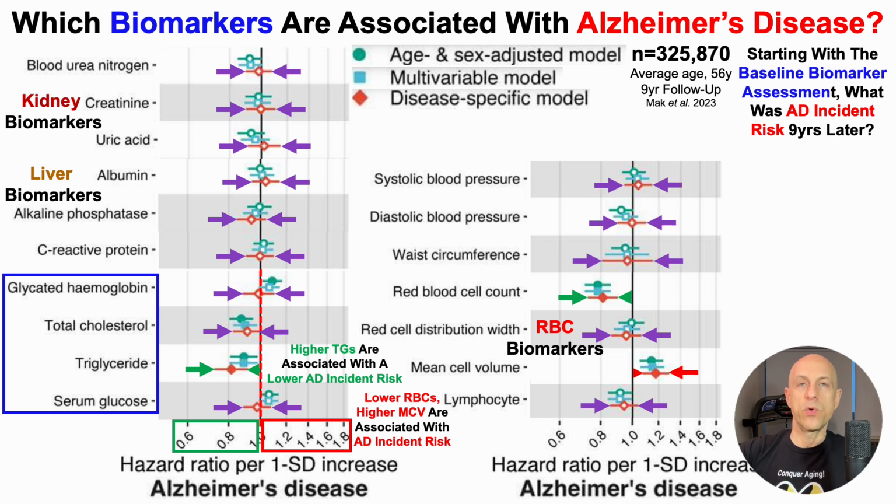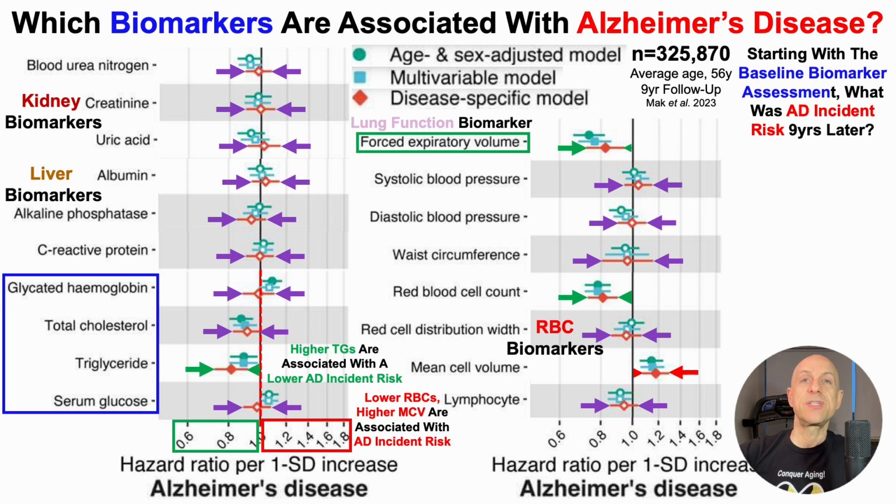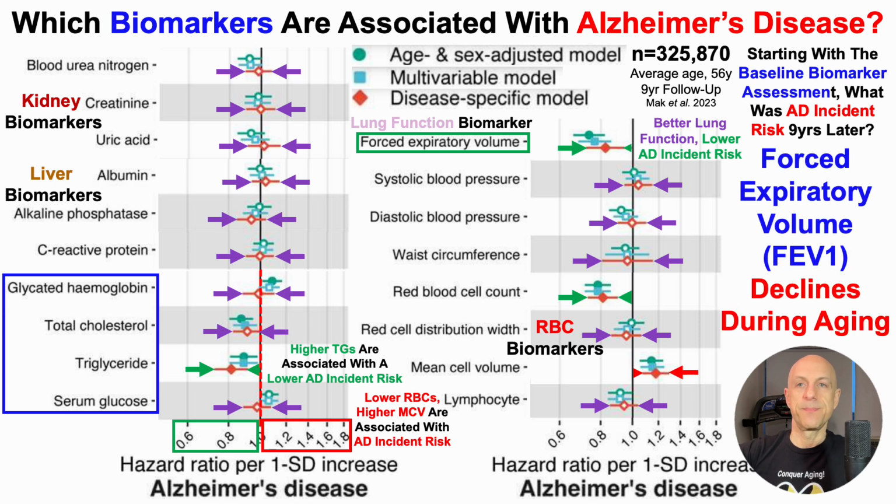None of these 3 were associated with Alzheimer's disease incident risk. And then last but not least, we've got the lung function biomarker, forced expiratory volume, or the FEV1. And here we can see that a relatively higher forced expiratory volume, so the maximal amount of air that you can forcefully expire in 1 second, relatively higher levels were associated with a lower Alzheimer's disease incident risk. So better lung function, lower AD incident risk. Now, that's potentially important. This association is potentially important because the forced expiratory volume, again, the FEV1, declines during aging.